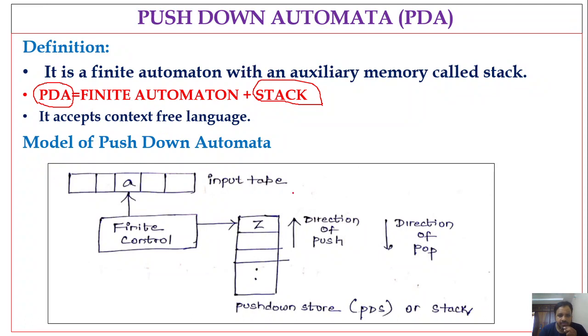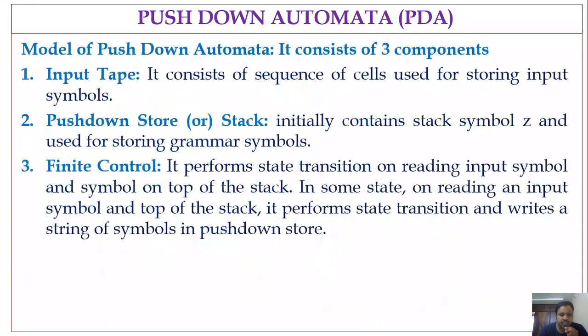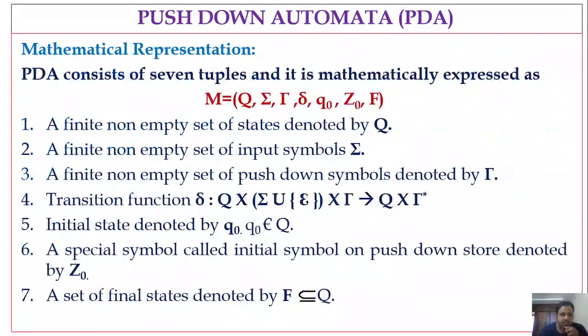We have seen the model of pushdown automata, which has the input tape, finite control, and along with that a pushdown store or a stack. We discussed how these three components communicate with each other to process the given input string. Then we discussed how to represent the pushdown automata in a mathematical notation.